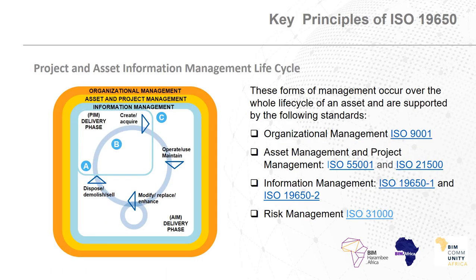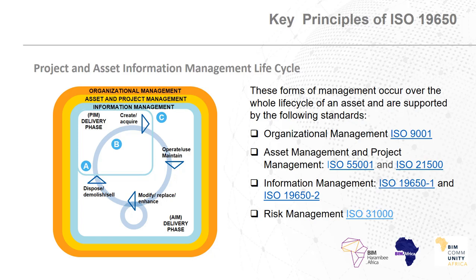This diagram shows the requirements for organizational management and reflects the diagram shown in ISO 19650 Part 1, depicting how information is managed through the entire life cycle of an asset. As can be seen, organizational management is supported by asset and project management, which in turn are supported by information management.